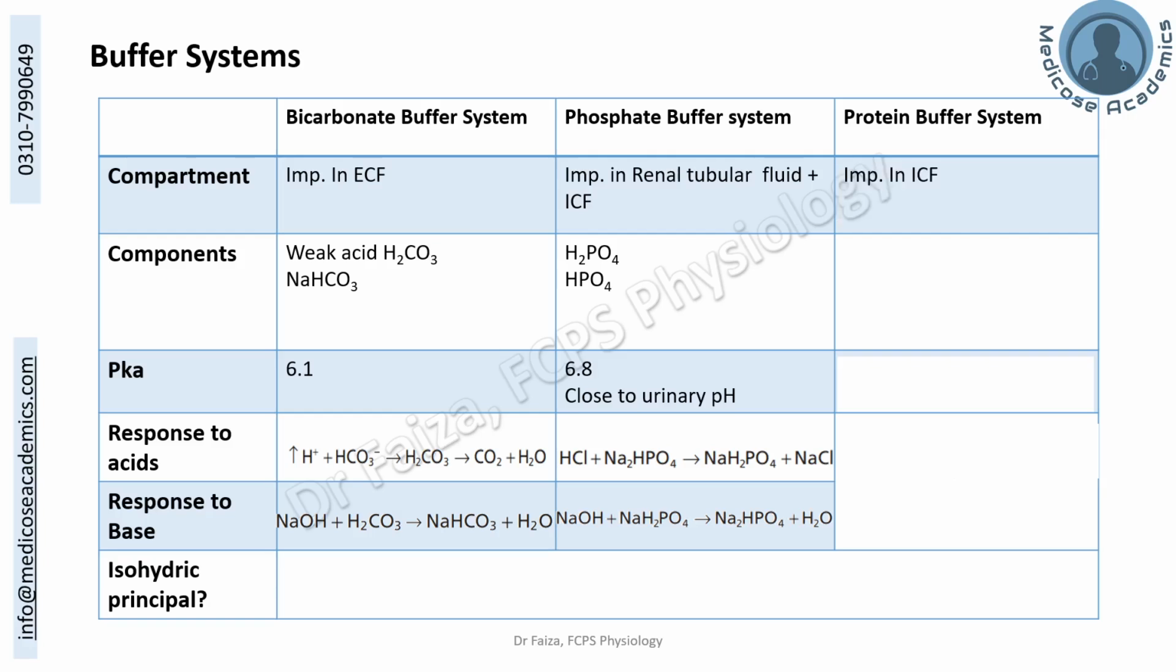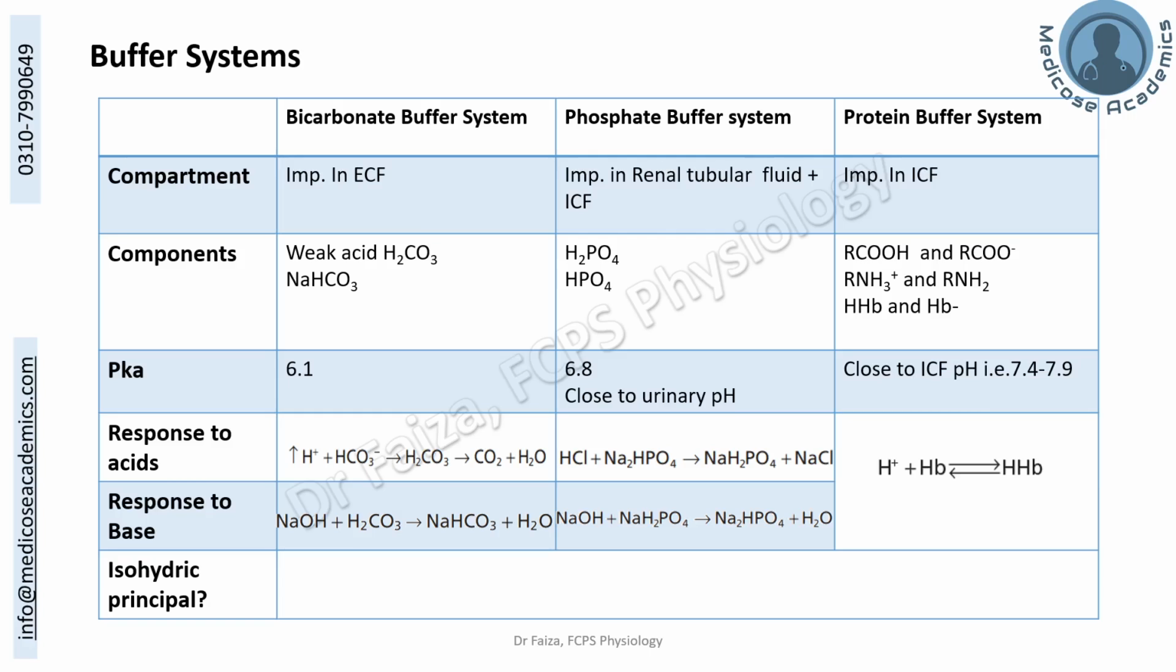Protein buffer systems important in intracellular fluid. For example, hemoglobin buffer system, the amino groups. pK is close to the ICF pH, so more effective over there, respond to acids by combining with them.